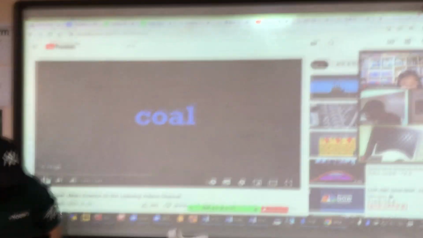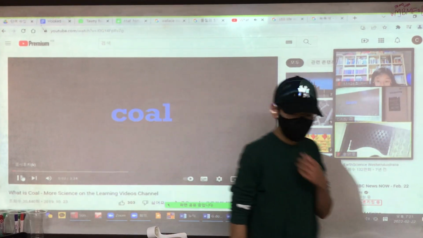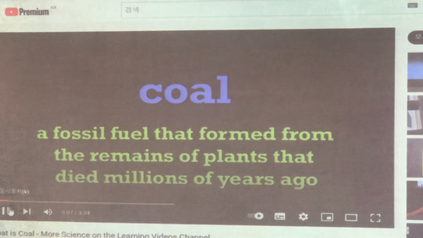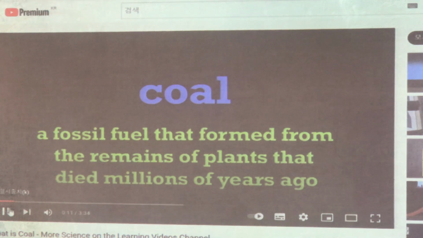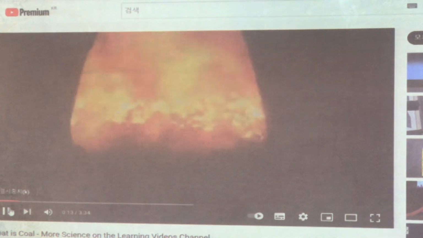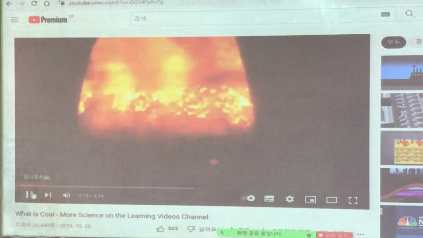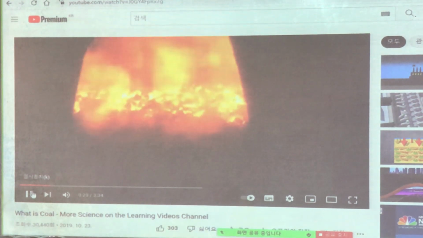In this program, we're going to learn about coal. What is coal? Coal is a fossil fuel that formed from the remains of plants that died millions of years ago. It is a non-renewable resource. Coal is a combustible, dark-colored rock that can be ignited and burned to produce energy.